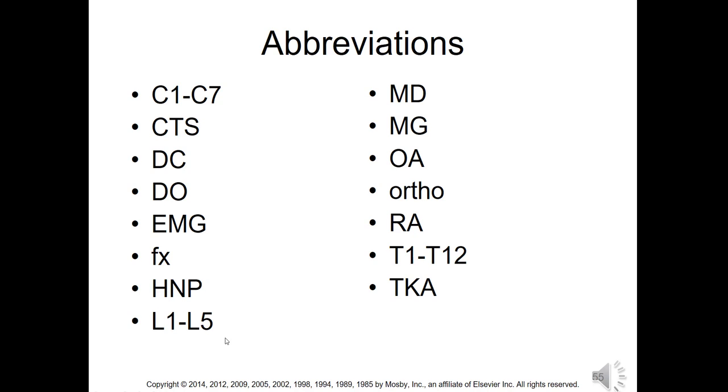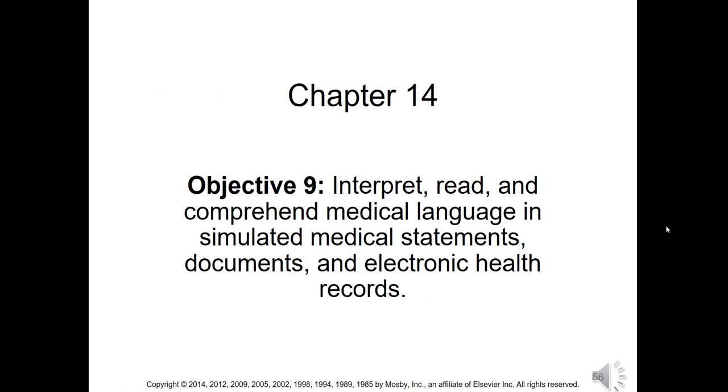L1 through L5 is the lumbar vertebrae. MD is muscular dystrophy. It's also medical doctor, but in this case, it's muscular dystrophy. MG is myasthenia gravis. OA is osteoarthritis. Ortho is orthopedics. RA is rheumatoid arthritis. T1 through T12 is the thoracic vertebrae. And TKA is total knee arthroplasty. There's also THA in your book, which is total hip arthroplasty. The same thing as TKA, but with the hip joint.